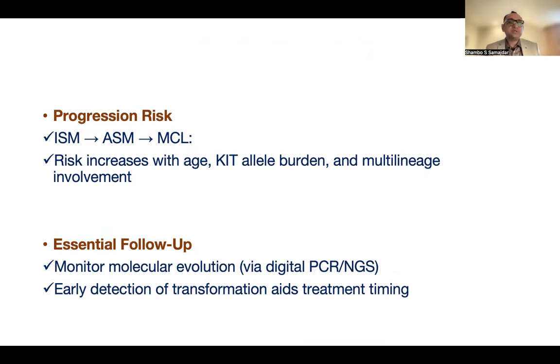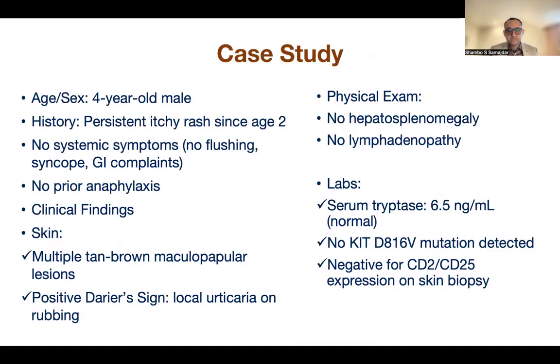So the progression risk is there with indolent systemic mastocytosis to advanced or aggressive systemic mastocytosis and mast cell leukemia. And this risk increases with age, KIT allele burden, and multi-lineage involvement. So we need to do the follow-up. We need to refer these cases to the hematologist and oncologist. They need to monitor the different types of molecular evolution, and early detection of transformation can aid the treatment timing.